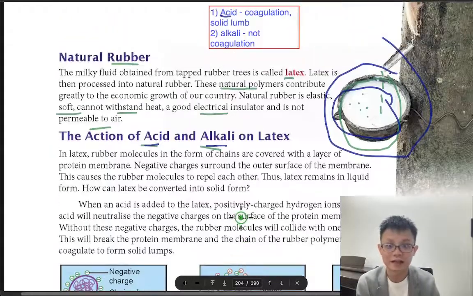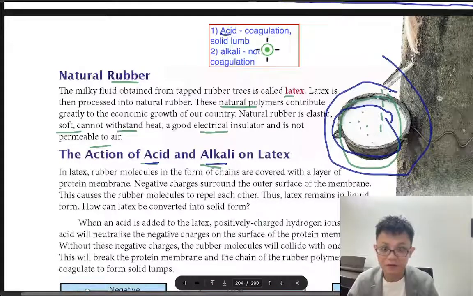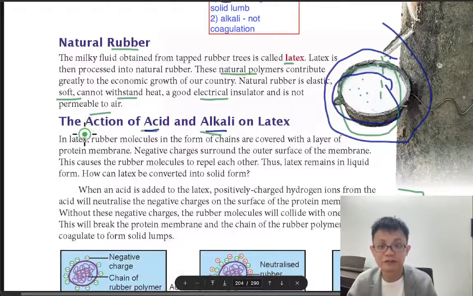So let's say the question asks how acid can coagulate. Explain. So you need to explain.